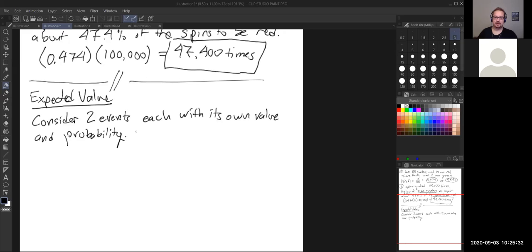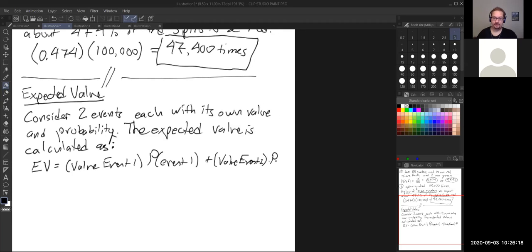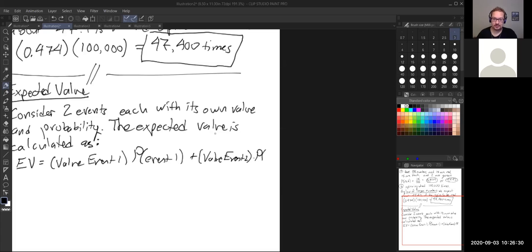Then the expected value is calculated as follows. The expected value, I'm going to abbreviate that as EV, is equal to the value for event one times the probability of event one, plus the value for event two times the probability of event two. I'm having some issues there. Hold on, let me try and fix that. Probability of event two.